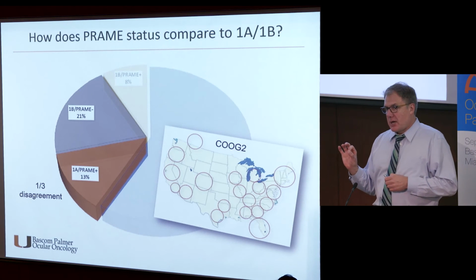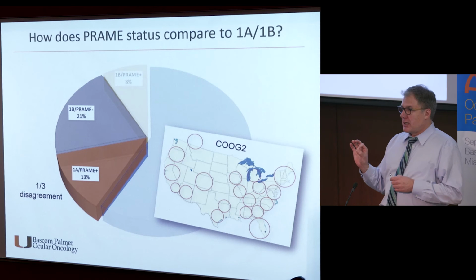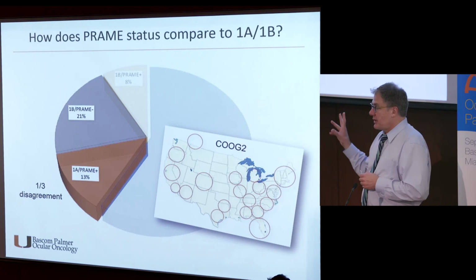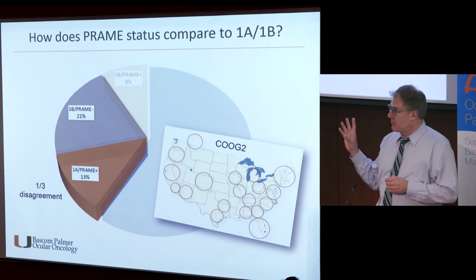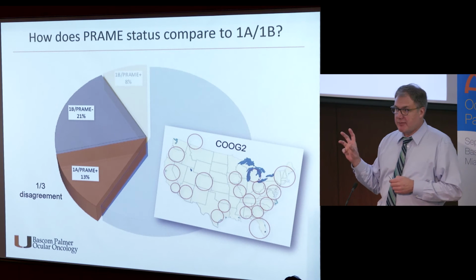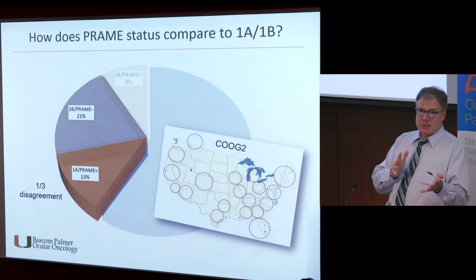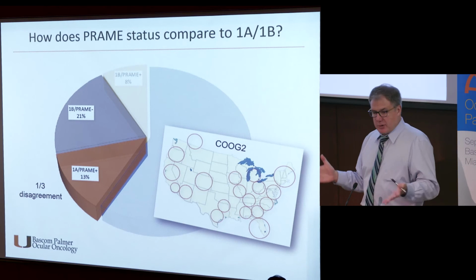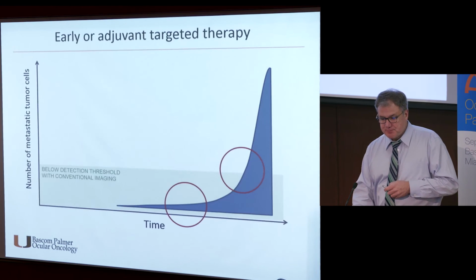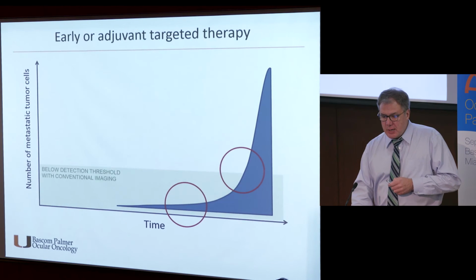Until that time, PRAME will be available because we know that it's of prognostic value. We've looked at multiple data sets now, so it will be available. But how best to use that data versus 1A, 1B is something we're going to be answering in the COOG2 study.